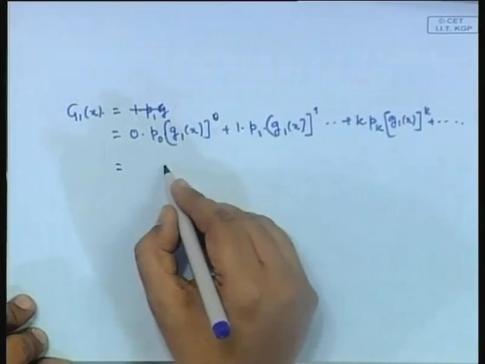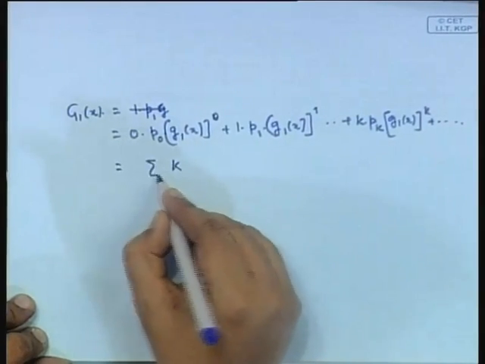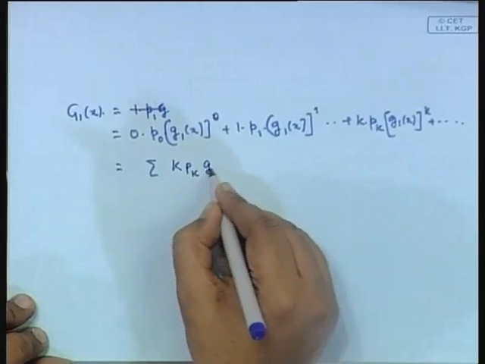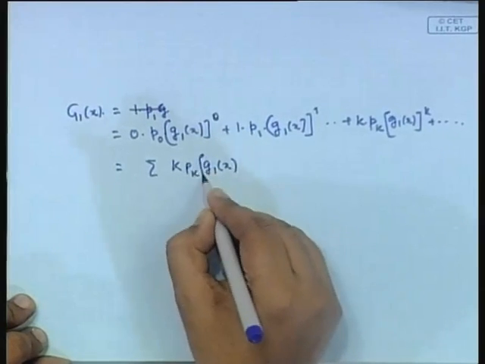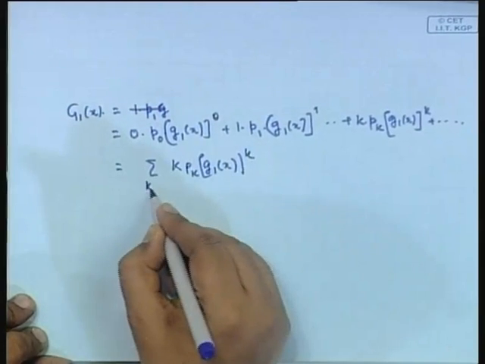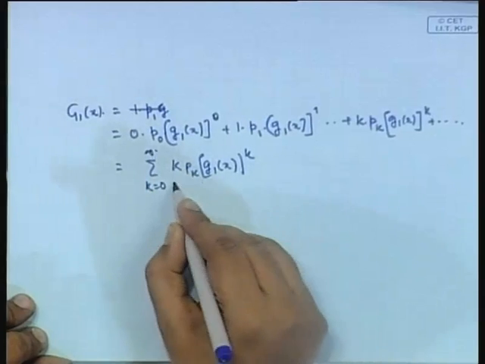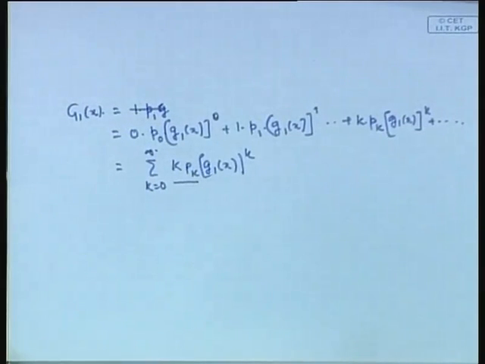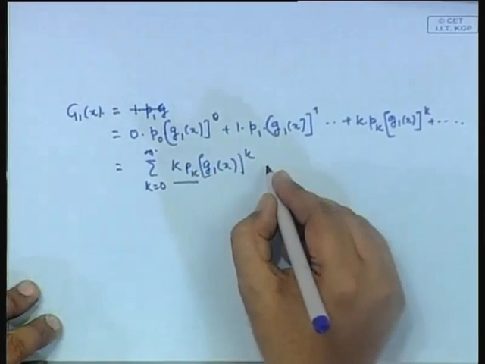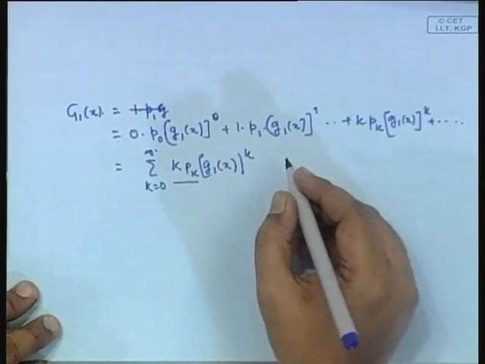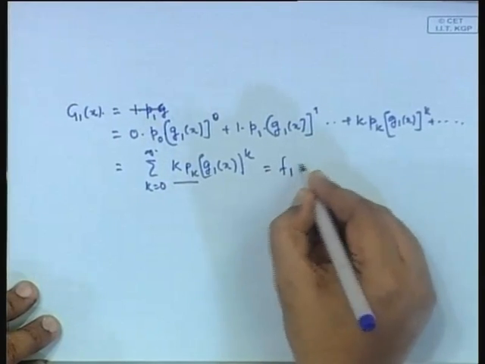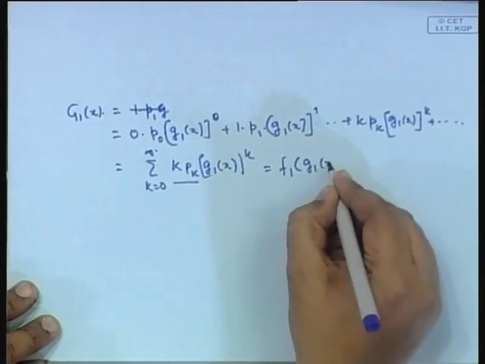So, this becomes the summation of k pk G1x to the power k, k equal to 0 to infinity. And what is k pk? F1. So, this is F1 G1x.